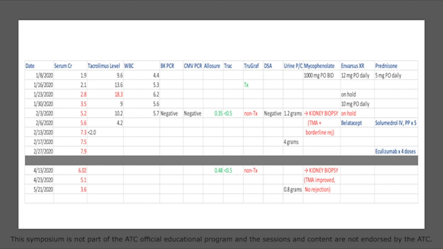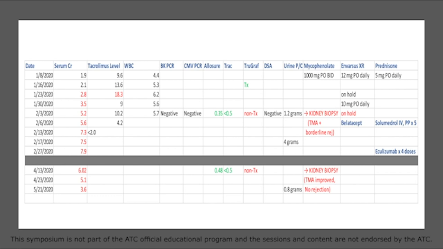Concomitant with the rise in the serum creatinine, she was noticed to have a couple of tacrolimus levels which were on the high side. The Envarsus, which was at 12 mg PO once a day, was initially put on hold, and then the dose was reduced to 10 mg PO once a day. But despite that, her serum creatinine continued to trend up. BK and CMV PCR were both negative. Donor-specific antibody was also negative. She had significant proteinuria of 1.2 gram. ELISpot was reported to be negative, as well as the TRAC. She had a TruGraf result of TX a couple of weeks before, which had now become non-TX.